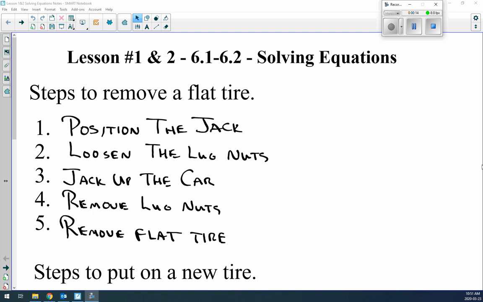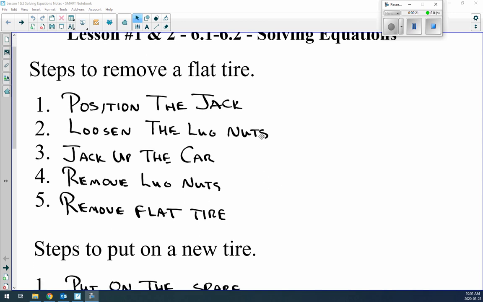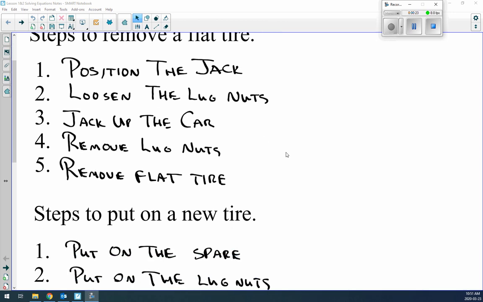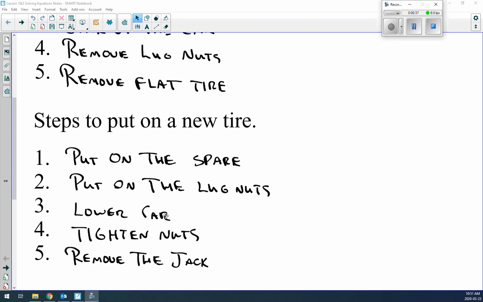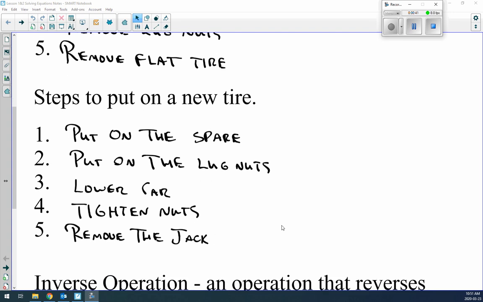For instance, if you have a flat tire, you can talk about the different steps of changing that flat tire. You position the jack, you loosen the lug nuts on the tire, you jack up the car, you remove the lug nuts, and then you remove the flat tire. It's pretty basic. Now, to put a tire back on, basically all you do is you take these 5 steps and you reverse them. You put on the spare, you put on the lug nuts, you lower the car, you tighten the nuts, and you remove the jack. Well, that's all algebra is.